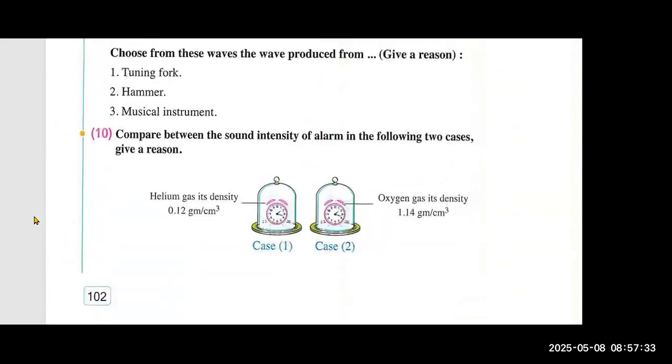In this question, please pay attention. Number one is density. Number two is density. So by increasing the density, what will happen to the sound intensity? Yes, that's right, it will increase.